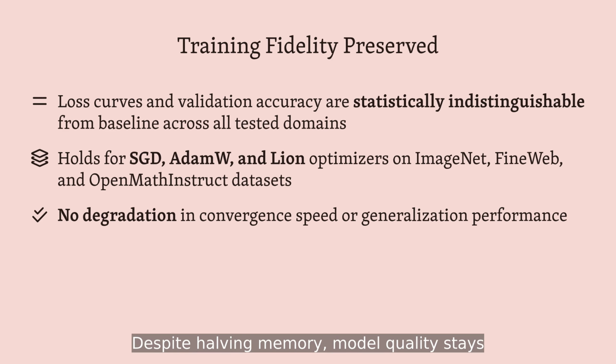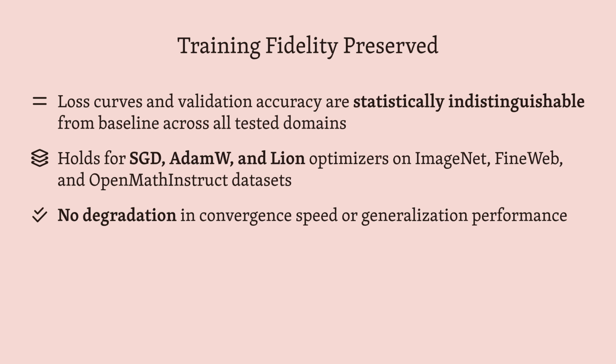Despite the memory savings, model quality stays intact. Loss curves for GPT-2 pre-training, ResNet 50 on ImageNet, and Llama fine-tuning are indistinguishable from full precision baselines. This holds across SGD, AdamW, and Lion optimizers. Convergence speed doesn't change. Validation accuracy doesn't drop. The transformations are semantically transparent.